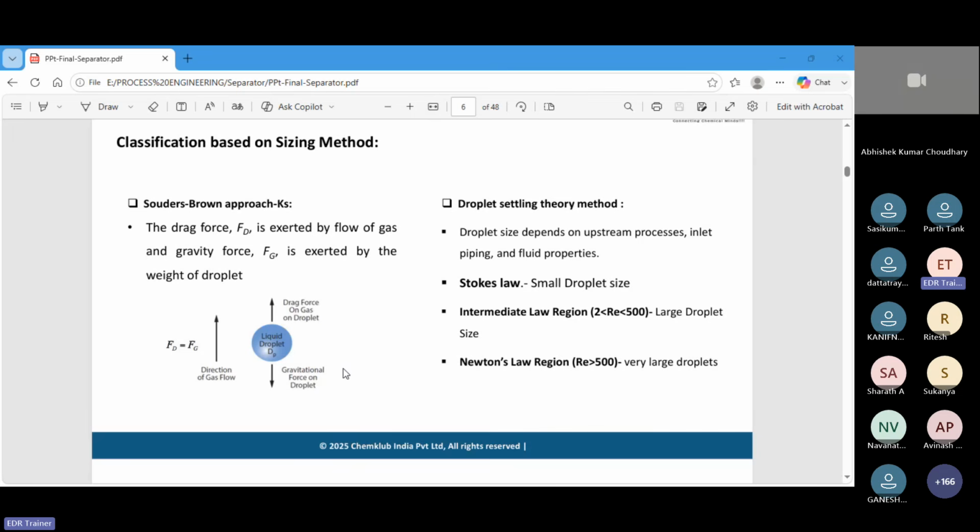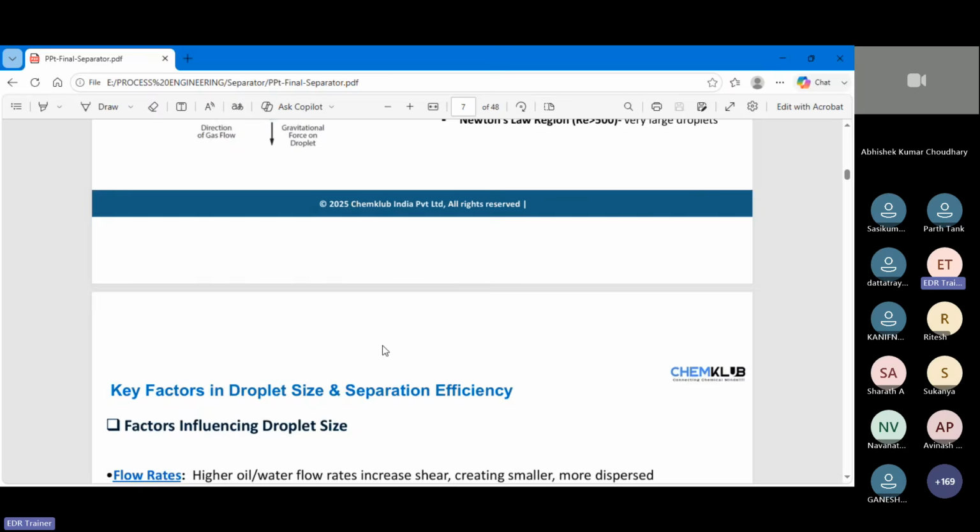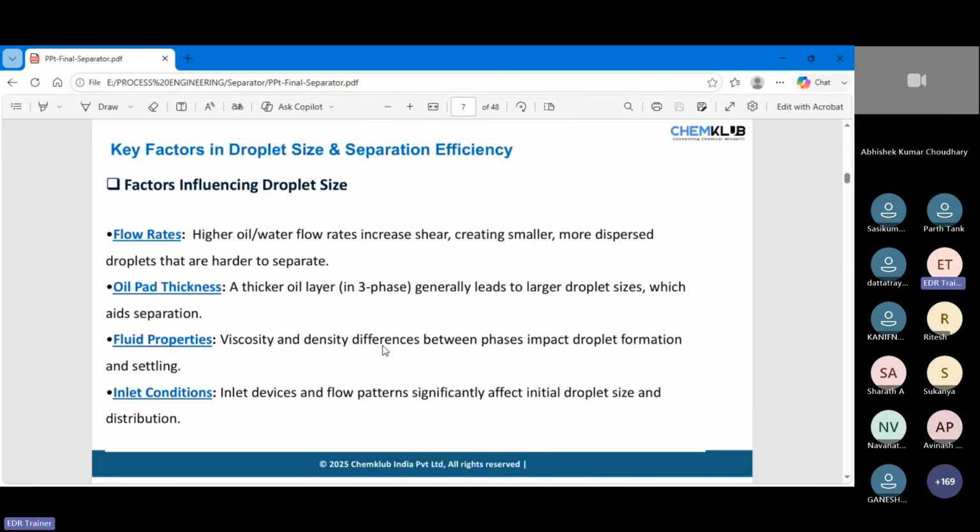A major classification also depends upon the flow rate of your system. If you can see here, some factors influence the droplet size. Generally these factors depend on the properties, flow rate and inlet conditions, that is, which kind of material we are flowing and have to separate out in the system.